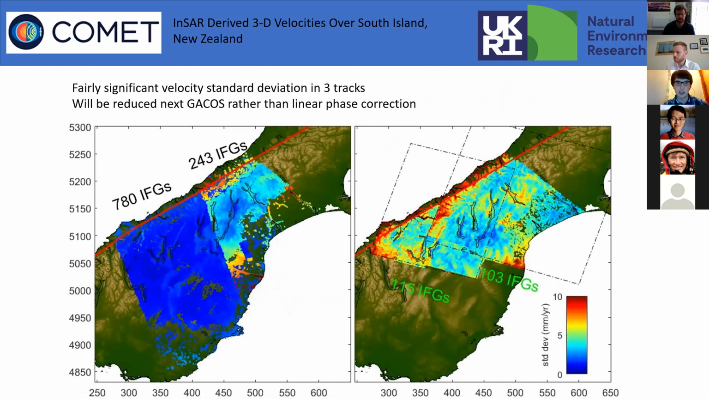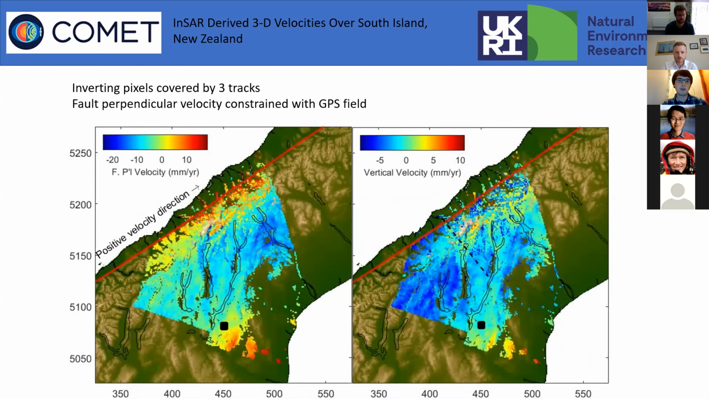That's probably due to the vast amount more interferograms that went into this track than the other ones for our selection process. So what we've done is we've gridded these onto a 1 kilometer grid, and we've inverted every pixel that is overlain by at least 3 tracks into a fault parallel and a vertical velocity. We've tried to constrain the fault perpendicular velocities by using the horizontal GPS fields. And along this black line here is where a GPS vertical velocity transect was carried out in the 90s.